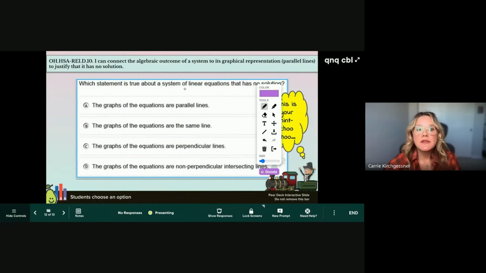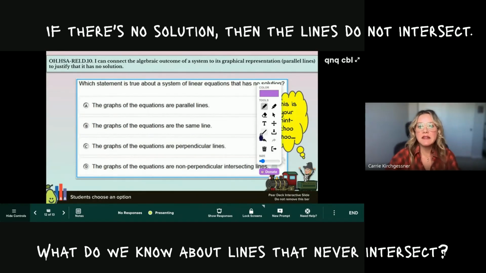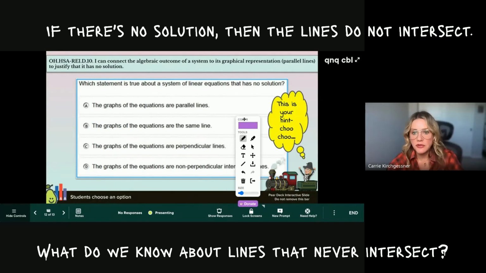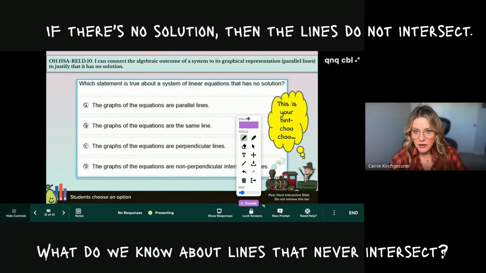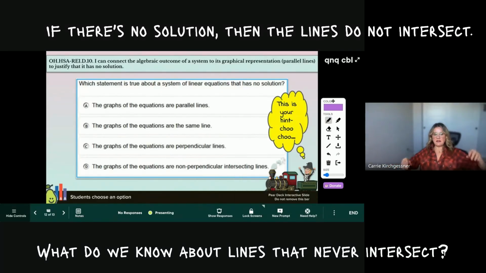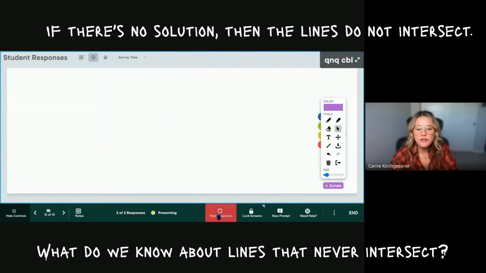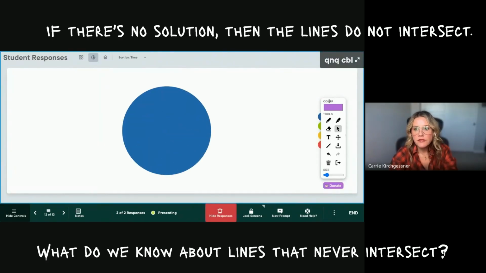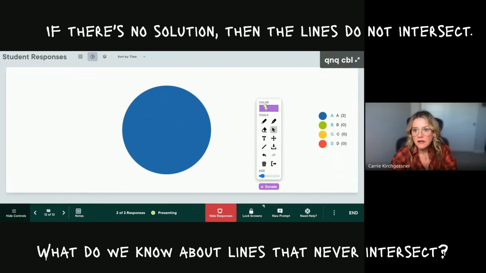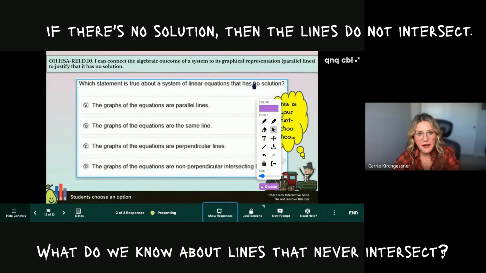Don't worry. So which statement is true about a system of linear equations that has no solution? Take a minute. See if you can figure this one out. See how we did. Everybody said that it was A. Nice. Good work. All right, so check it out.